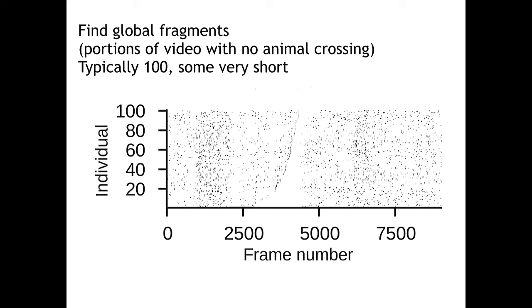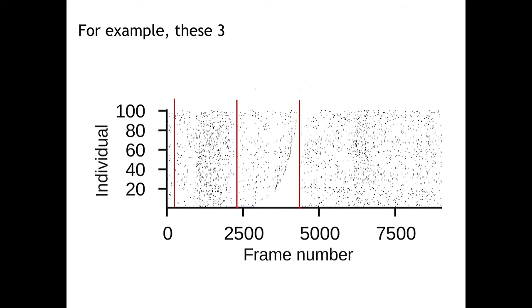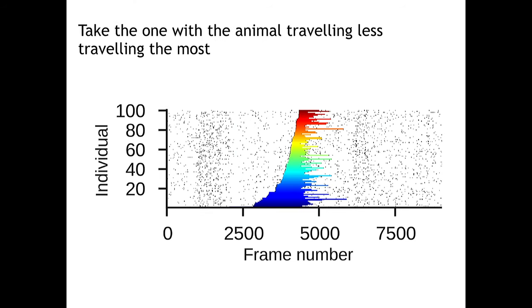Okay, so the first thing to do is to find the portions of the video in which the animals are not crossing. Typically, in a video of our fish, for 10 minutes we have 100 of those, some of them very short, but still 100. For example, by eye, I could see here 3. So I asked the system to find the one in which the animal traveling the shortest travels the farthest in the video. So I find this global fragment, and all I do is train my network on that data. So I have images for animal number 1, 2, up to 100. There are very few, but that's how I start.